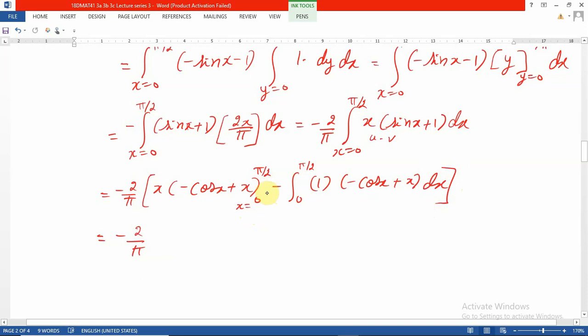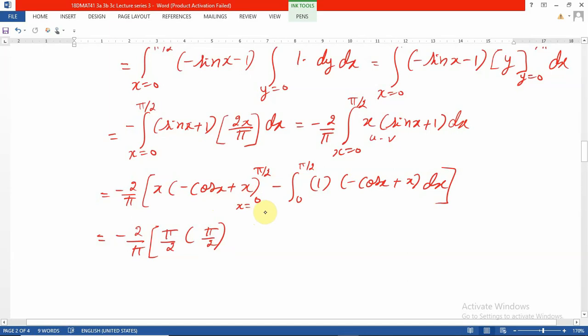I am going to simplify this, friends. So now first I will take pi by 2. So x is pi by 2, this is pi by 2. Is it clear? Then minus pi by 2. Cos 90, you can just put it in the calculator. You will get this as 0. So therefore I will not take this. Only I will put x as pi by 2. So therefore this is again pi by 2 minus 0.